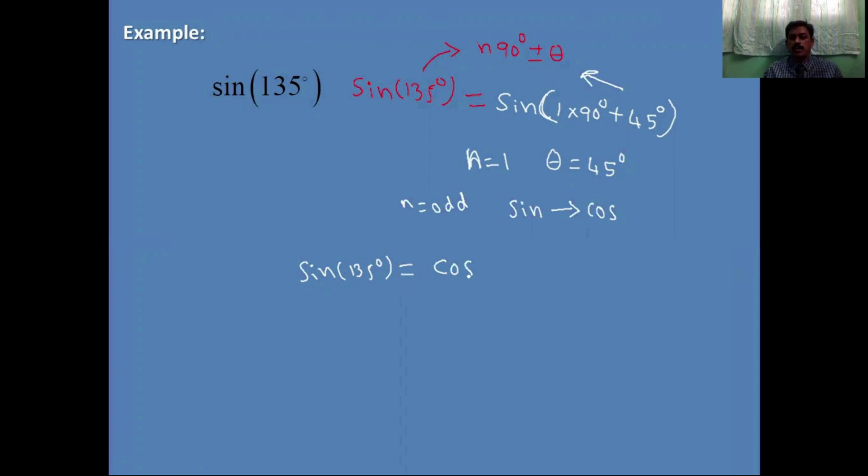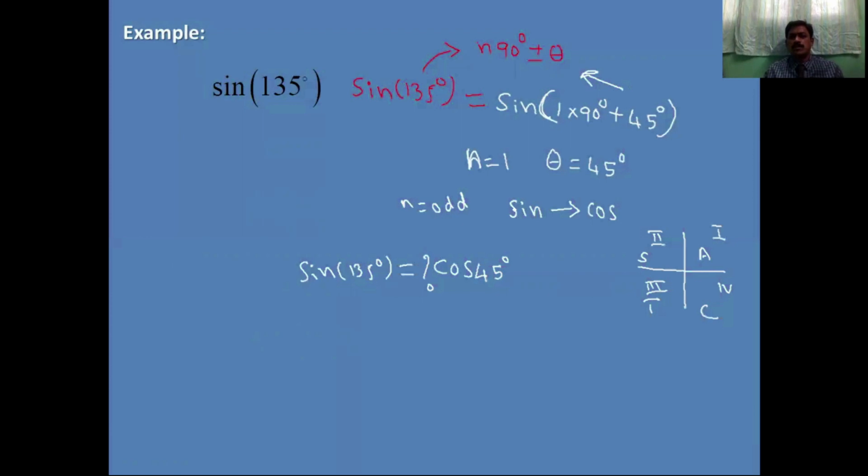Here we can convert that into cos. Here the theta is 45, so I can write cos 45 degrees. Now we have to decide what symbol has to come based on the quadrant. So it is 1, 2, 3, and 4. All Silver Tea Cups. Using this, we can remember the signs.